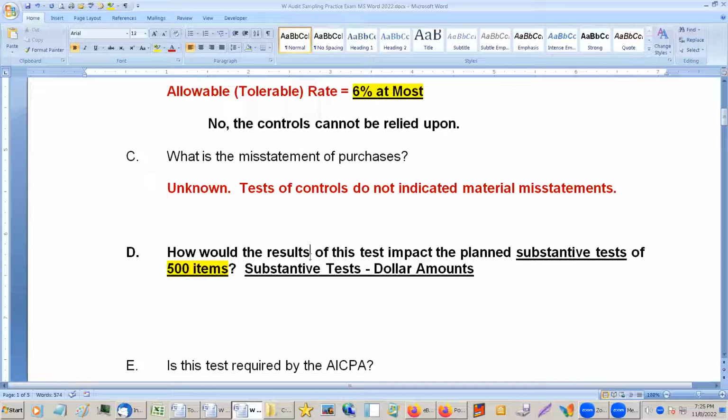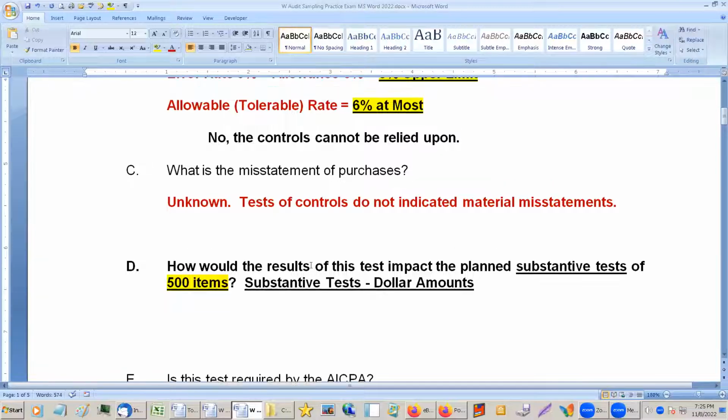I think we got less. Why would we take 500? Why would we go further? Oh, no. We've already done the testing. And we find out we can't rely on them. But I know why you're asking that, because I think I asked it on the overview.